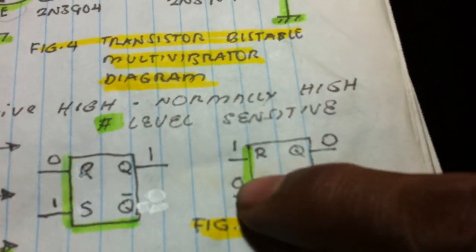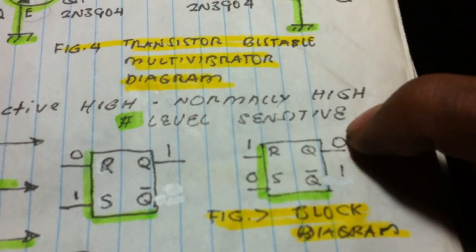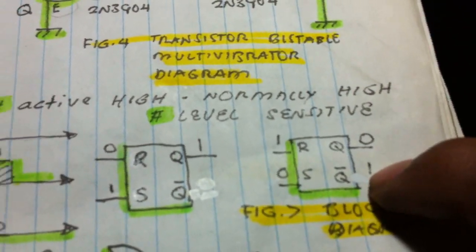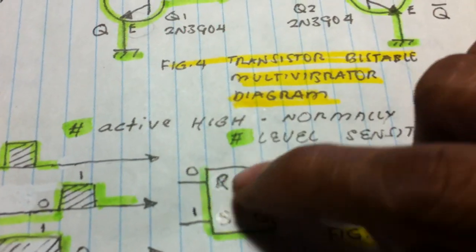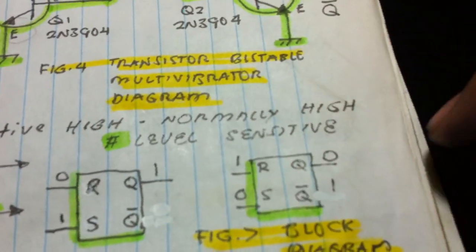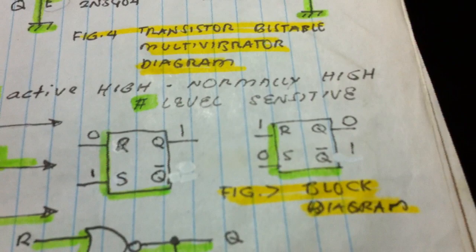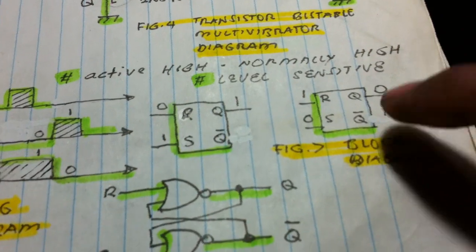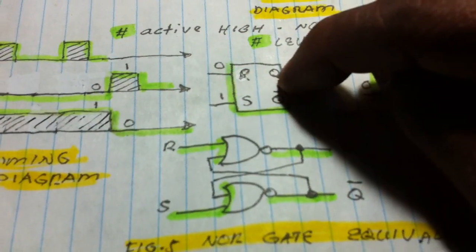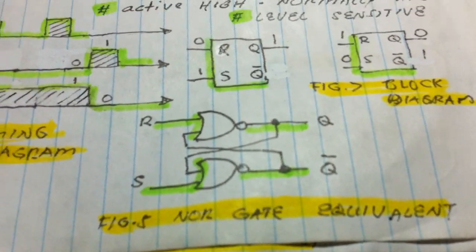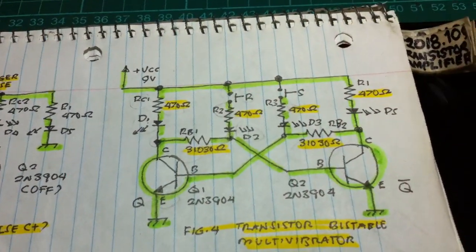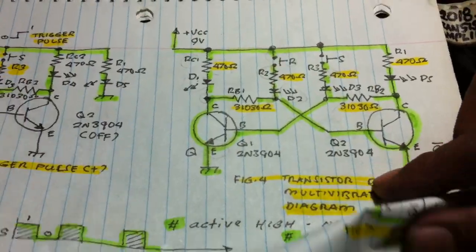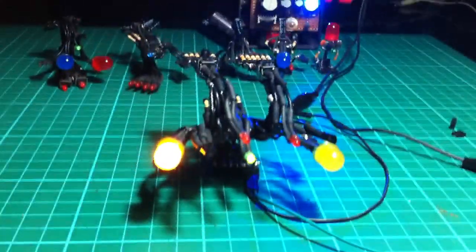When S is 1, the Q is 1. When S is 0, the Q is 0. Reset the complement. When 0, you're going to reset that, it becomes 1. Reset 1, when you reset that, 0. That is the block diagram of the bistable multivibrator, the same as the RS flip-flop or RS latch, the same as this NOR gate equivalent circuit. All in all, they are all the same. That is the summary. So that is the problem of the output LED.